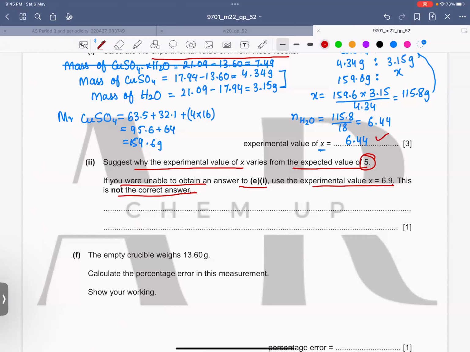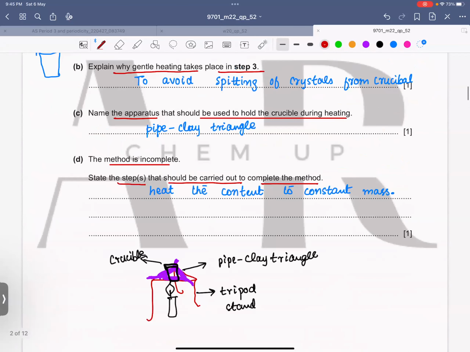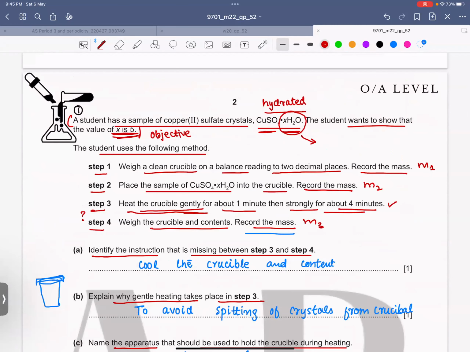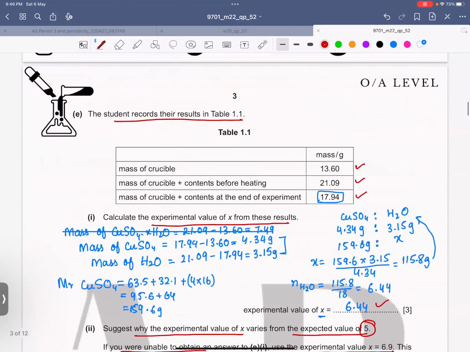Because if you see here, they have said that the value of x is 5 if all of the water is lost from the crystals. If a lesser amount of water is lost, then the value of x would be smaller than 5, not greater than 5. But here we are getting a value that is greater than 5. So what will be the reason?